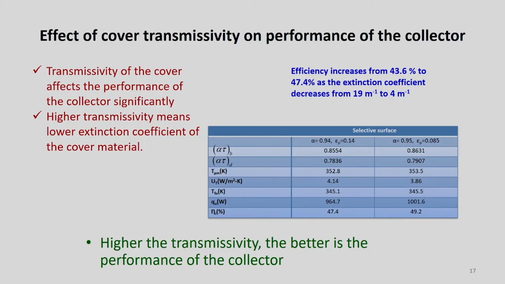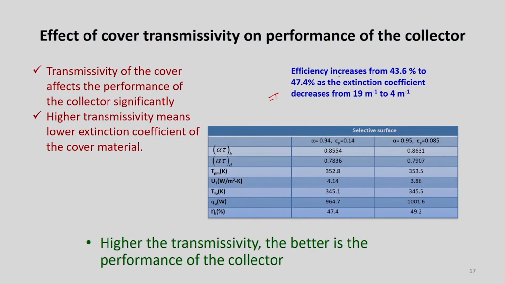Higher transmissivity means a lower extinction coefficient of the cover material. Also you know what the extinction coefficient is. So, what extinction coefficient do we need to maintain for higher transmissivity? As reported, the efficiency of the collector increases from 43.6% to 47.4% as the extinction coefficient decreases from 19 to 4. Normally, the range of 4, 5, 6 is suitable for flat plate collector applications.